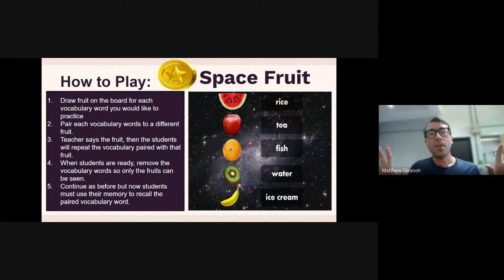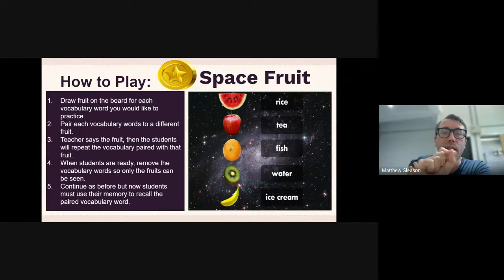After this, I broke it up into 2 teams, and we had individuals from the teams who would race to say the word the fastest. So we turned this into a team game. We went from a whole class game to a team game. So this is Space Fruit. I'll share this PowerPoint with you. And again, you can insert any vocabulary you want, and you can actually insert any pictures you want.